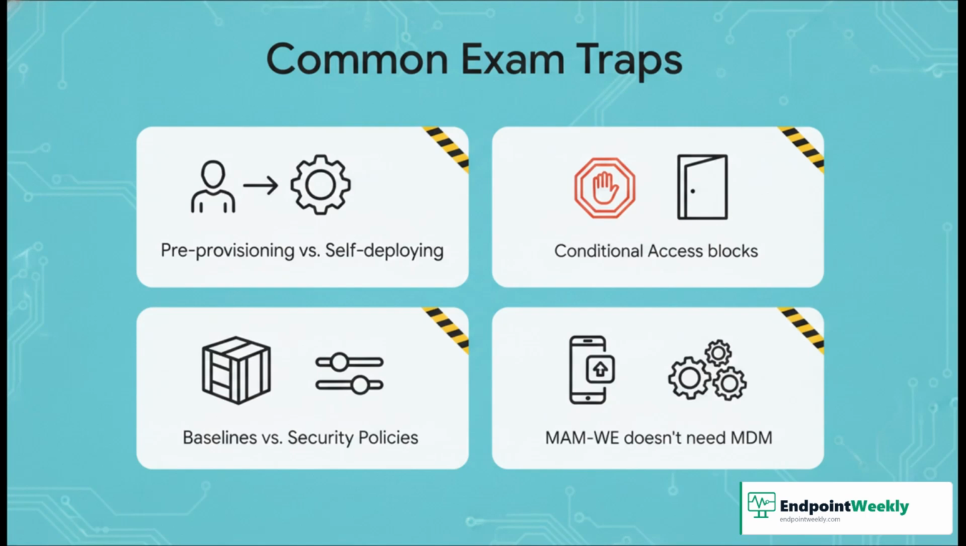Let's rapid fire through a few more frequent conceptual mistakes straight from Endpoint Weekly's warning section. Autopilot pre-provisioning still requires a user to sign in eventually, whereas self-deploying requires 0 user interaction. We already mentioned that compliance policies don't block access, conditional access does. That's your bouncer. And finally, security baselines are massive pre-configured bundles of settings, whereas endpoint security policies are individual granular policies for things like just the antivirus or just the firewall. Make sure you know the difference.